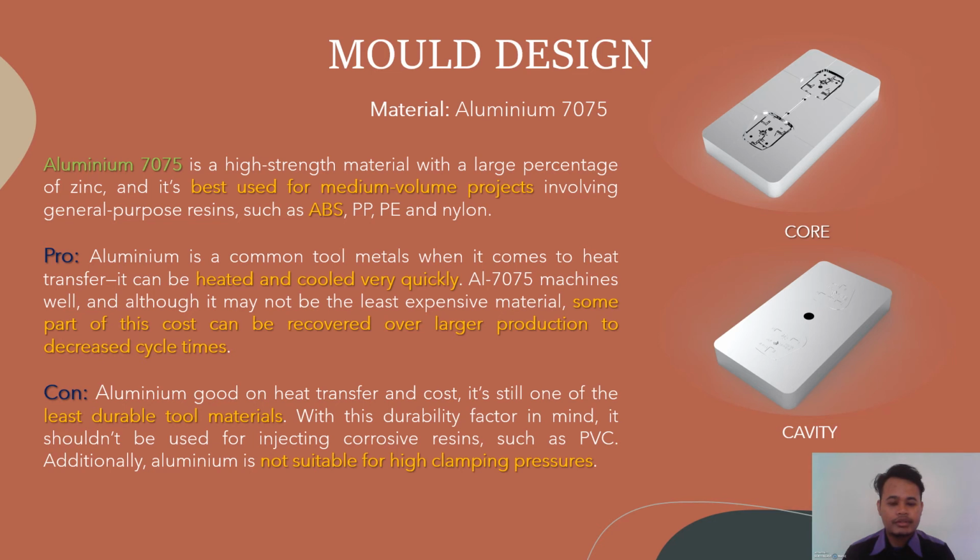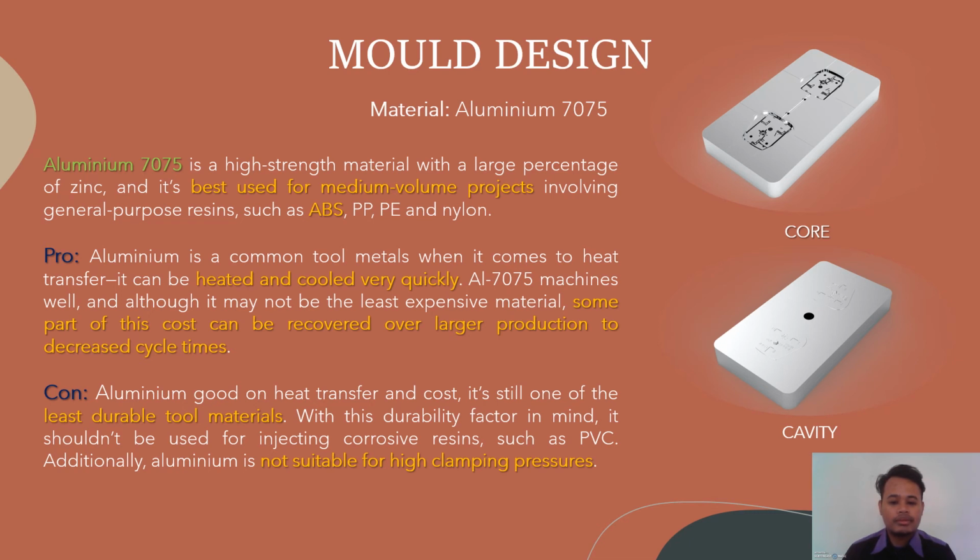Okay, for this project, we are using aluminium 7075. Aluminium 7075 is a high strength material with a large percentage of zinc, and it is best used for medium volume projects involving general purpose resin such as ABS, PP, PPE, and nylon. The pro for aluminium is that it is a common tool metal when it comes to heat transfer. It can be heated and cooled quickly.